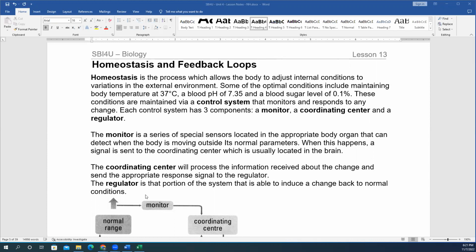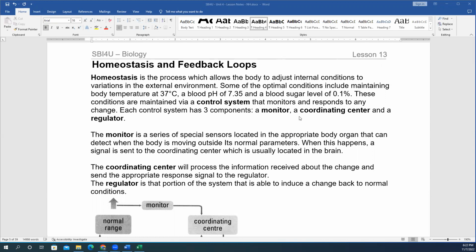First of all, there has to be a monitor, some way of monitoring the changes. Then there is a coordinating center where the coordinated response is placed. And then finally, the regulator is that part of the system that actually brings about the change of conditions back to normal.